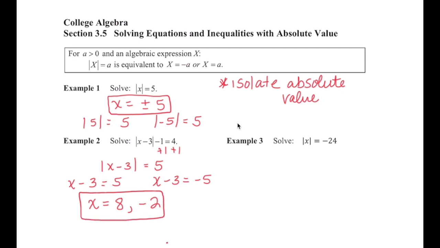This last one, our absolute value is certainly isolated, but notice that we end up with equal to negative 24. Because this value is not greater than 0, we would say that there is no solution. Because we don't measure distance in negative values, there's no possible way that the distance away from x could be a negative value when given the absolute value.